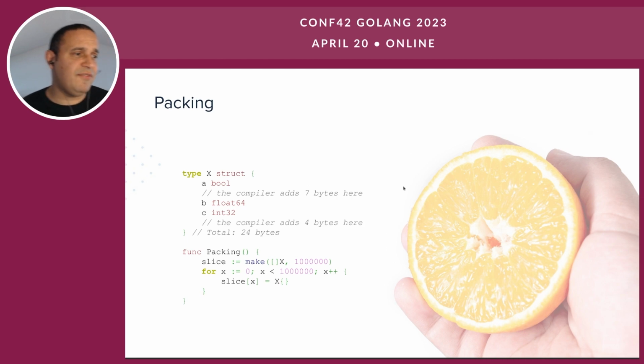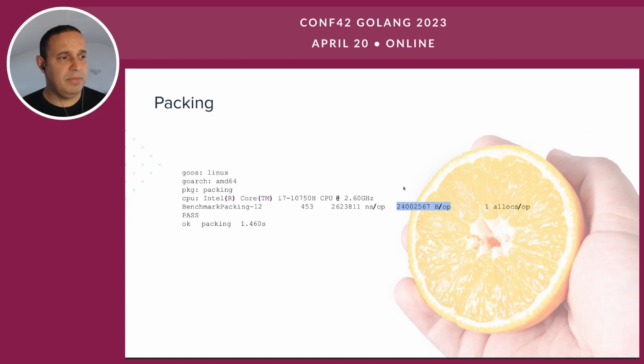In this case, we have this struct that has a boolean, a float, and an integer. And the compiler is going to add bytes in between those things. So if we create a slice of 1 million elements of that struct and benchmark that, we are going to see that we are consuming 24 megabytes per operation, with one allocation, which is kind of fast, but still 24 megabytes per operation.